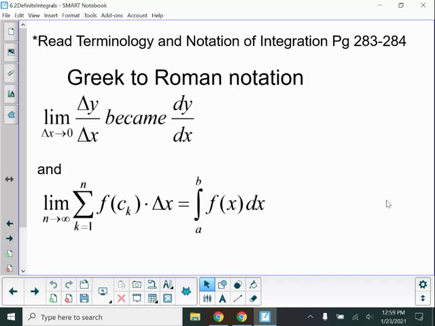Then we have the limit as n approaches infinity of the sigma, so that's what was just on the previous page, times the delta x. That is equal to the integral from a to b of our function f of x dx, so integrating with respect to x. So the Roman notation, this dy dx, and the integral from a to b of f of x dx, those are going to be the notations that you commonly see and you will use in the calculus that we do in this class.